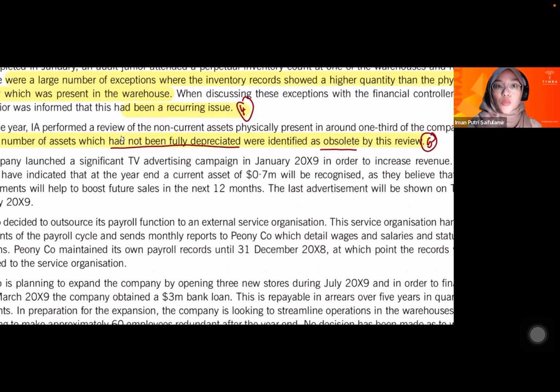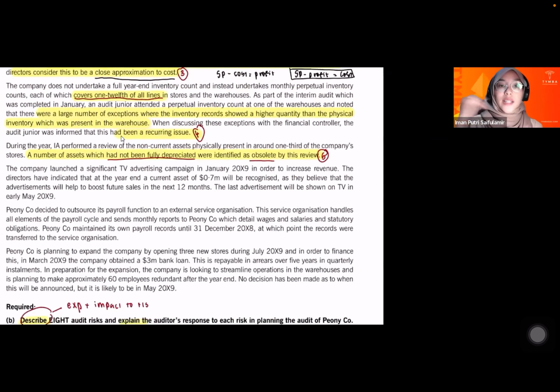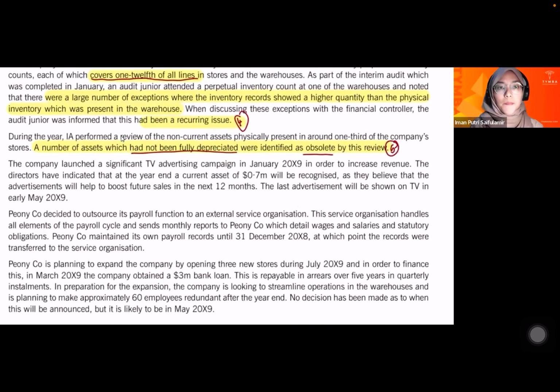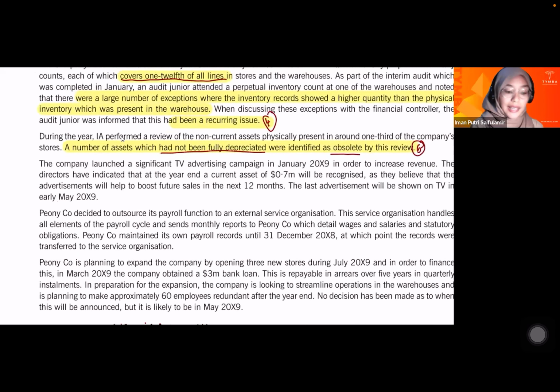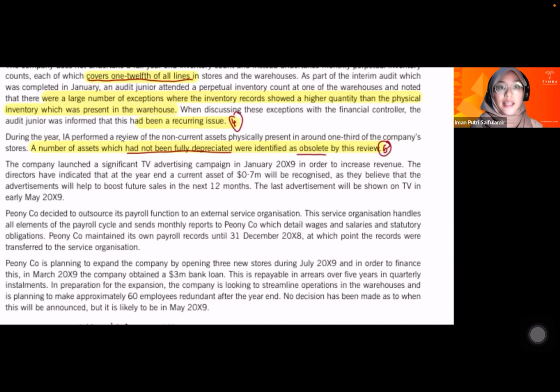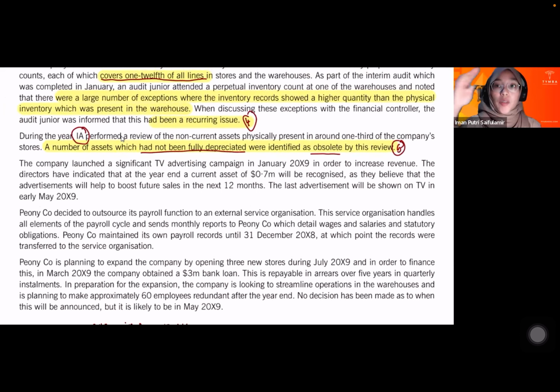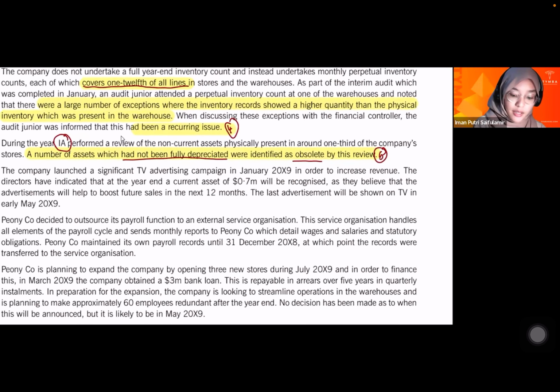So for the auditor's approach, what we can do is discuss with the management how they depreciate these non-current assets. You want to look into the method. Okay, guys? We want to question how they are calculating their depreciation, and maybe look into the IA reports. In this case, IA has actually performed a review. Whenever the internal audit team has performed a review, automatically there will be a report, specifically the report on the review of the non-current assets physically present in the company stores.